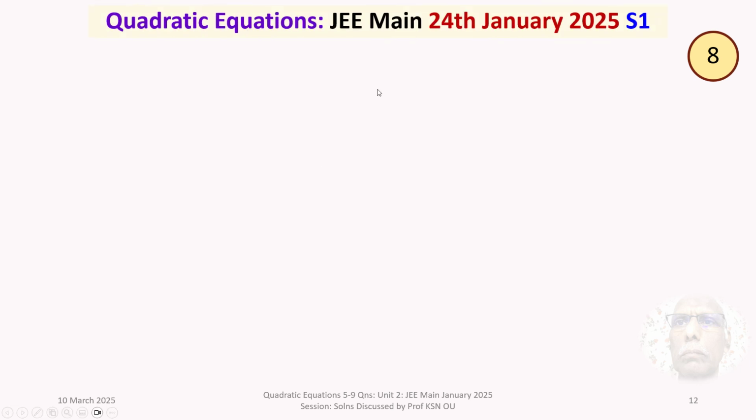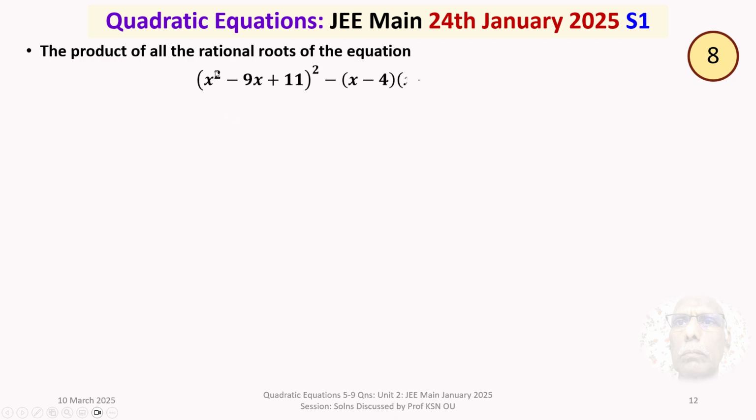Question number 8. Right. And this question has appeared in the JEE Main exam held on 24 January 2025 in the morning shift. The given question is: the product of all rational roots of the equation (x square minus 9x plus 11) whole square minus (x minus 4) multiplied by (x minus 5) is equal to 3 is equal to. We are given 4 options.